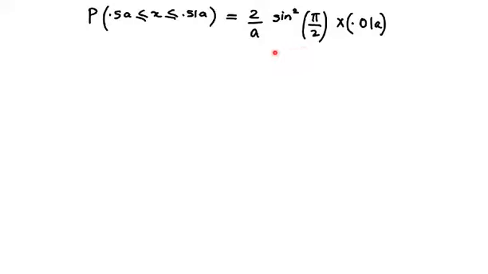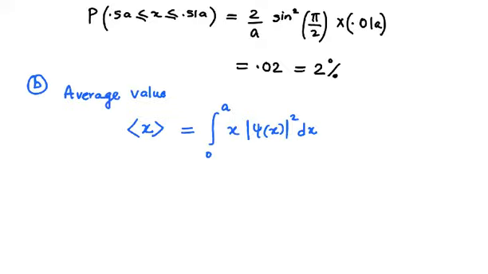Notice here, I have substituted the square of the wave function for particle in a box in its ground state. So for ground state n will be equal to 1, which is the lowest value of n. This comes out to be 0.02, which is 2%. So probability of finding the particle between 0.5a and 0.51a here is 2%.